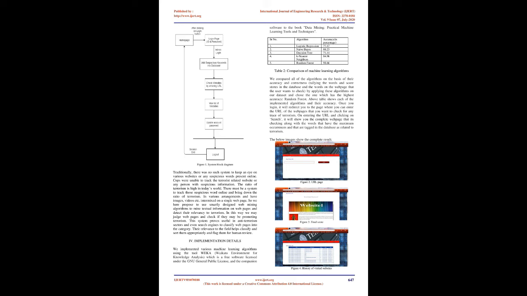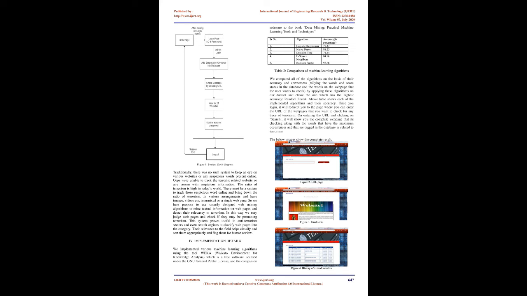Software used: the book Data Mining: Practical Machine Learning Tools and Techniques. Traditionally, there was no such system to keep an eye on various websites or any suspicious words present online. Cops were unable to track the terrorist-related website or any person with suspicious information. The ratio of terrorism is high in today's world. There must be a system to track those suspicious words online and bring down the ratio of terrorism.